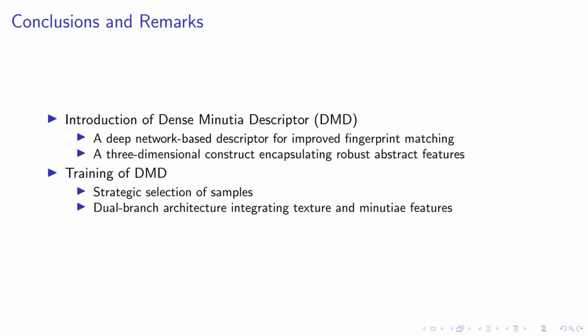This architecture integrates texture and minutia features, enhancing the representational capacity of DMD. One branch focuses on texture, producing a texture descriptor and a segmentation map. The other branch is dedicated to minutia, generating a minutia descriptor and a minutia map. In essence, DMD is a powerful tool for fingerprint matching, outperforming other methods in terms of identification rate and true acceptance rate metrics. It's a testament to the potential of deep learning in the field of biometrics.